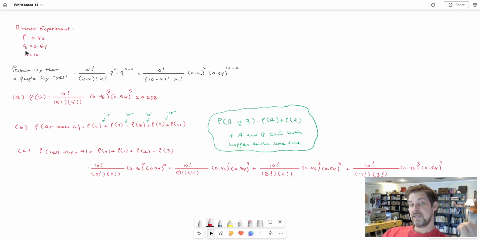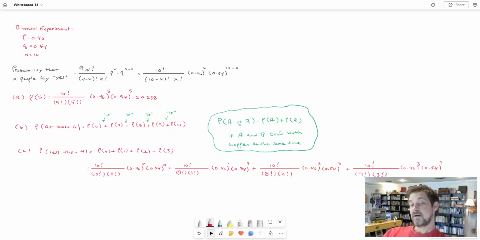And N is the number of trials. We're going to ask 10 people how they feel about this, so N is 10. Now, the probability that X people say yes to this question about having very little confidence in newspapers is n factorial over x factorial times n minus x factorial, times p to the x power times q to the n minus x power. That's our formula to calculate the odds that X people out of the 10 say yes.